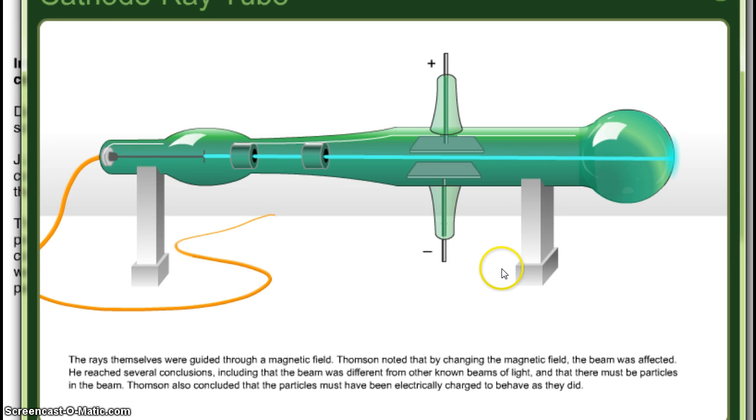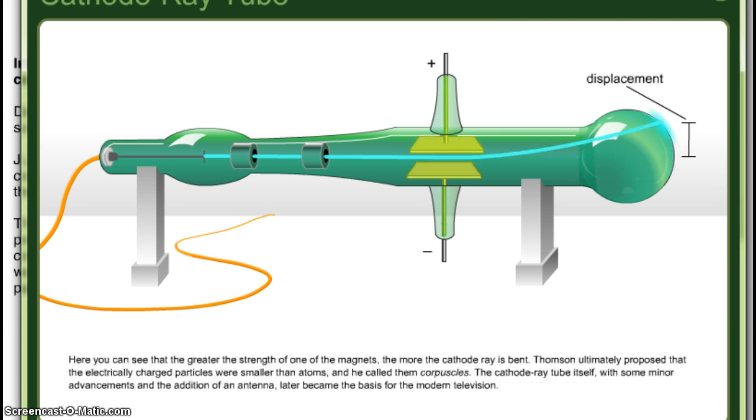I can bend it. You know, if you have a flashlight, you can't bend the light by putting magnets next to it. But he said, look at what I'm shooting out here. I'm shooting out these atoms, and I'm able to change the direction of the ray. That tells me something's going on. That's how he figured out parts were negative. Thomson also concluded that the particles must have been electrically charged to behave as they did because of the positive and negative end of the magnets.